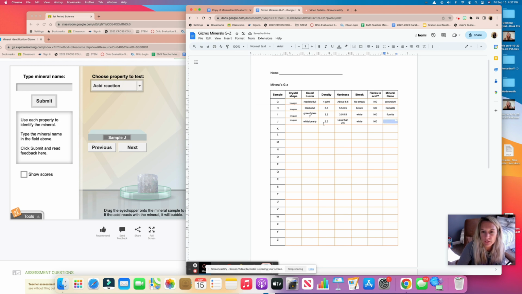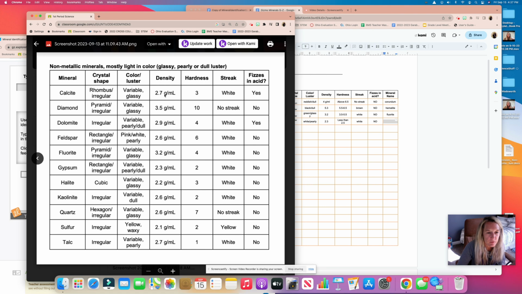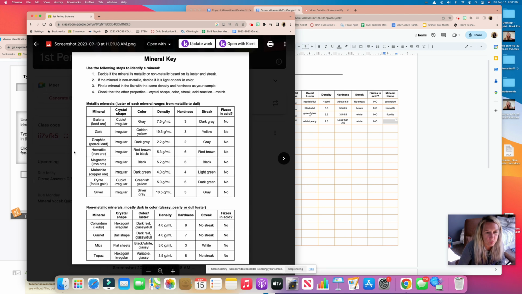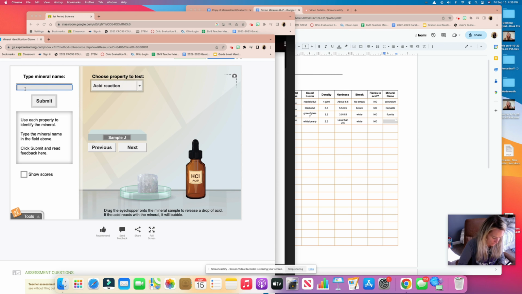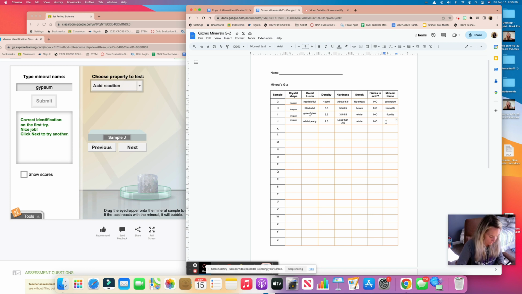All right, let's look at our properties. Let's first start with density of 2.3. Could be gypsum here. That's a 2.3. And that's the only one that's 2.3. Let's check the other properties. Is it kind of irregular? A pearly dull? Sure. Hardness of 2? Well, we said less than 2.5. Streaks white and does not fizz? Sounds good. Let's try it. All right. And we are correct. This one is gypsum.